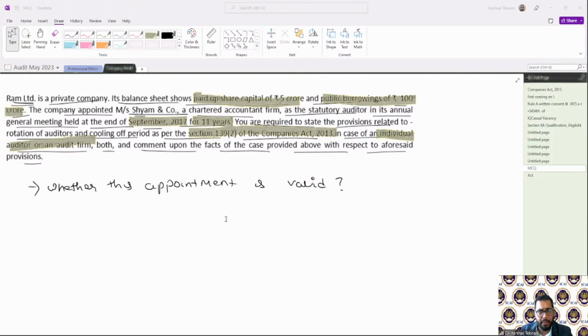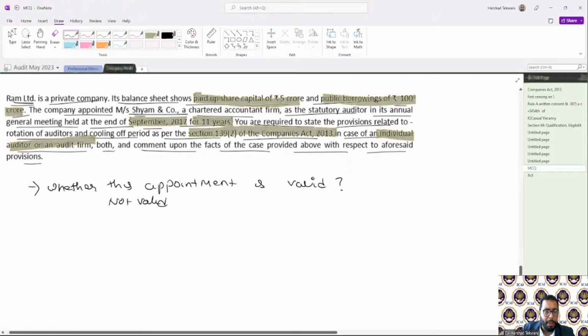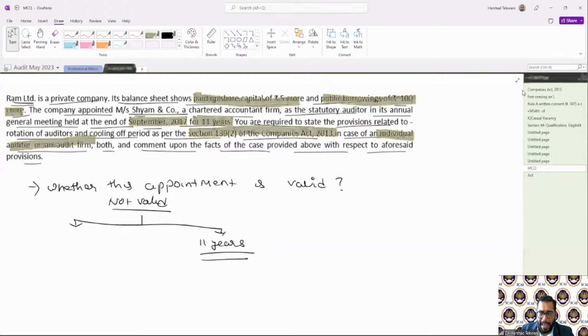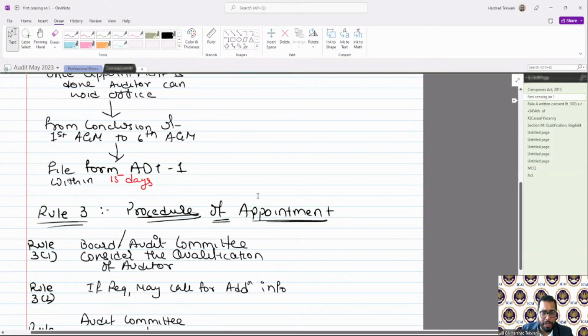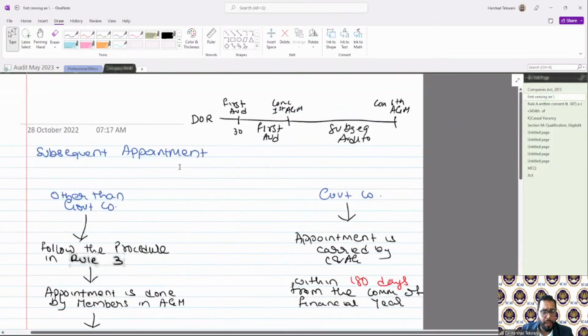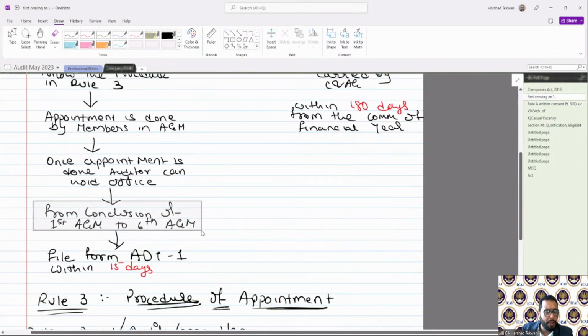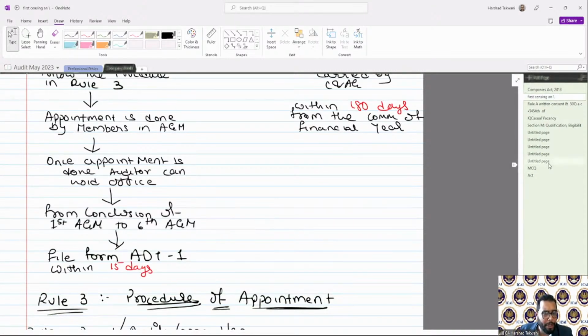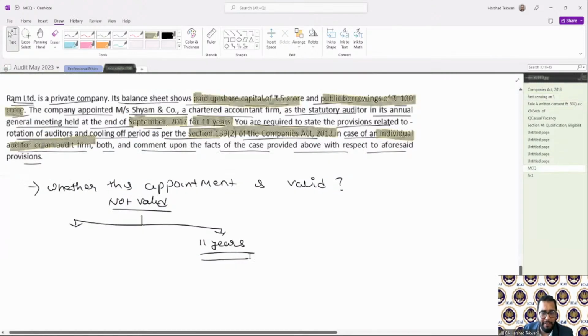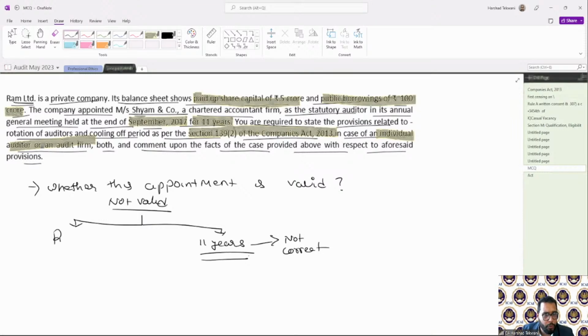Okay. So in the current case, this is not valid. I'll tell you, not valid, because of two reasons. One, it is for 11 years. Number two, can an auditor be appointed for 11 years? Answer is no. What we discussed earlier is that in case of a subsequent auditor, that subsequent auditor will hold office from the conclusion of the first annual general meeting to the sixth. So whatever general meeting he is appointed in, he can hold office for the first 5 consecutive years. Now in the current case, we are directly appointing him for 11 years. So that is not correct, first of all.